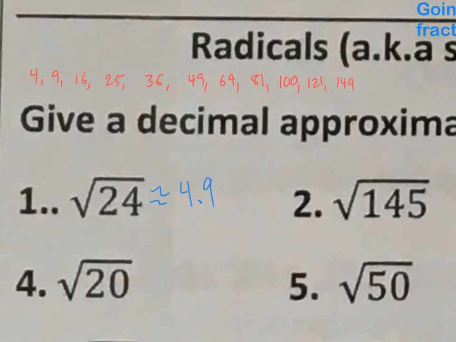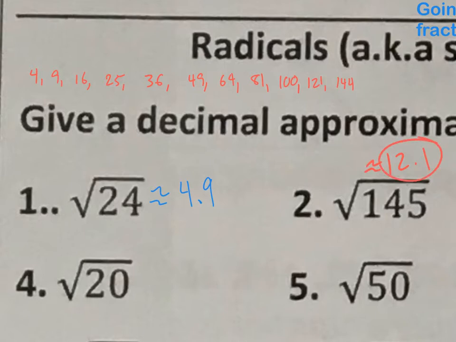Okay, let's think about the next one, number 2, the square root of 145. Well, 145 is a little bit more than 144. So what's my answer going to be right here? 12.1. Perfect, 12.1. And this is a decimal approximation.